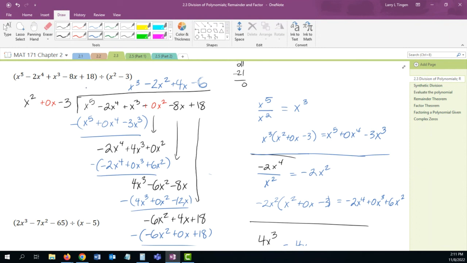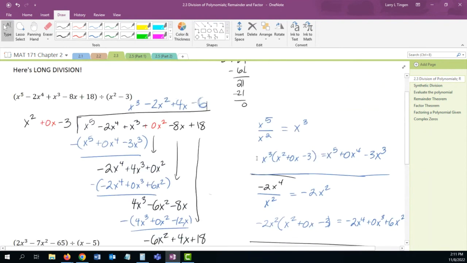Is everybody okay with the process of what's going on in this problem? Does everybody understand what's happening over here? I'm taking the leading term of the dividend, dividing it by the leading term of the divisor. X to the fifth divided by x squared gives me x cubed. Because I want x cubed times x squared to be x to the fifth, and I want that term to go away. Next time, negative 2x to the fourth.